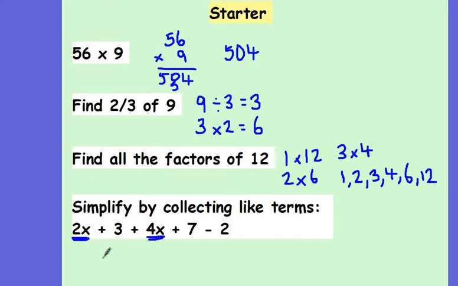So 2x plus 4x would give me 6x. I need to put my numbers together. I've got plus 3, plus 7, which gives me 10, take away 2, which gives me 8.